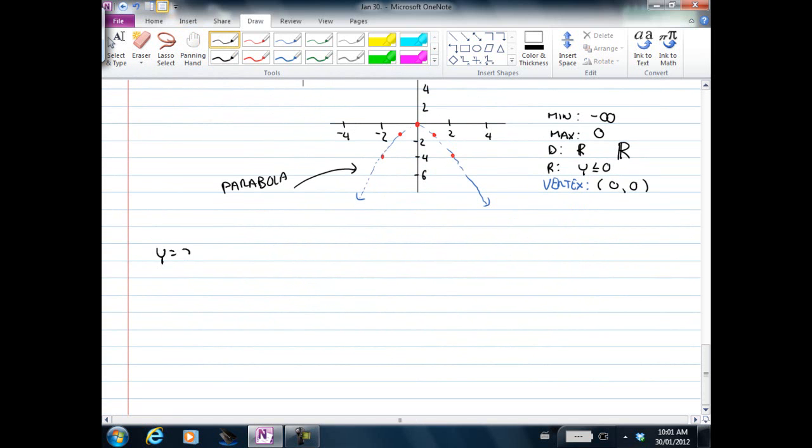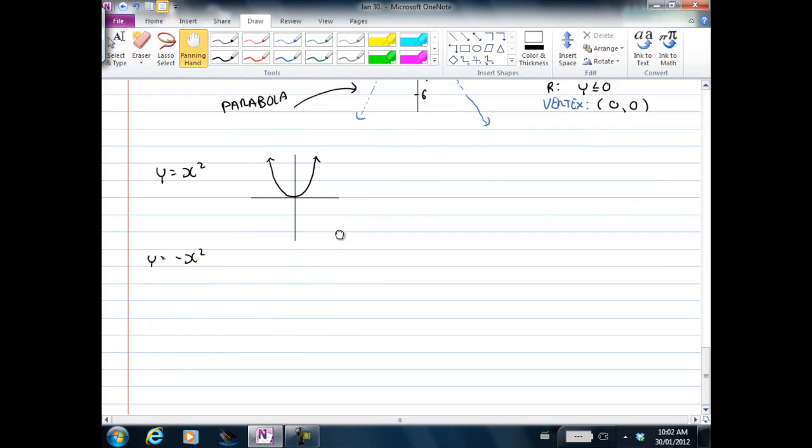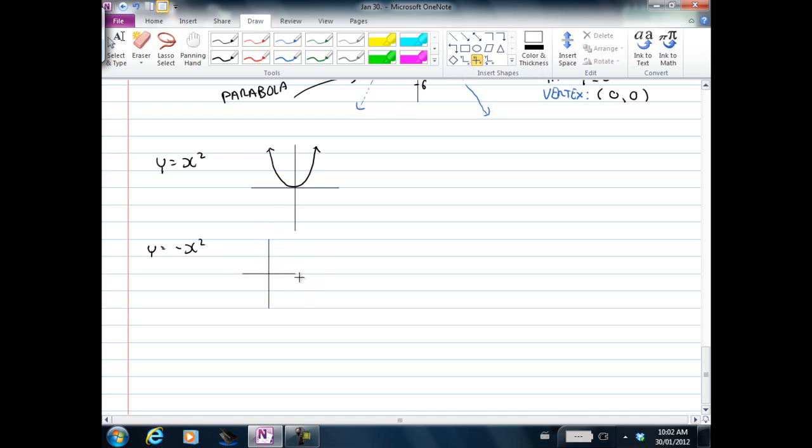I started off teaching you with y equals x squared, and if I did this, my graph looks something like this. Then I did y equals negative x squared. Go ahead, draw a quick sketch and tell me what that negative sign does. I just added one simple little change, that negative right there. Nothing too bad.